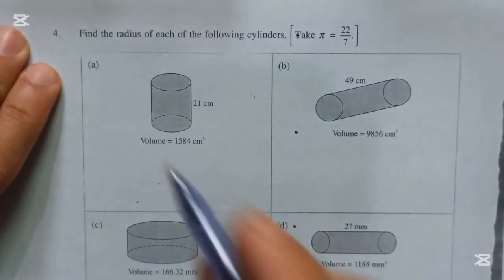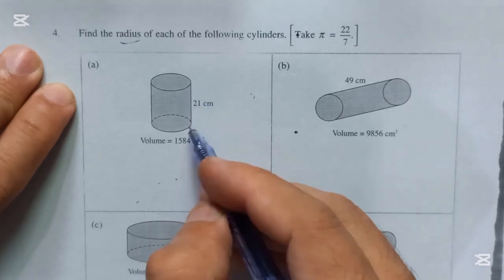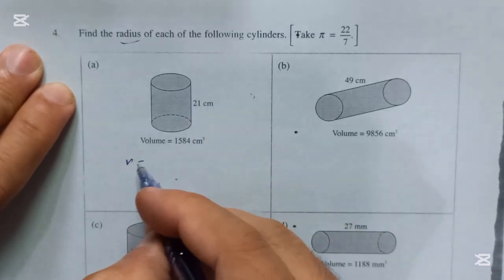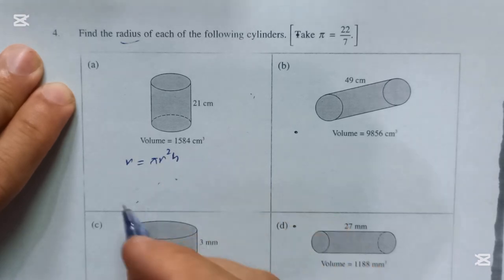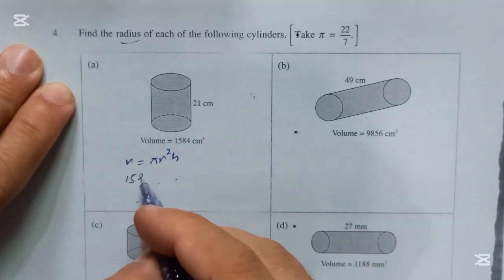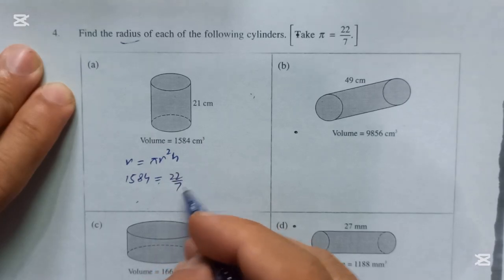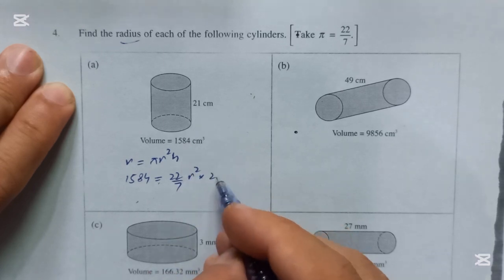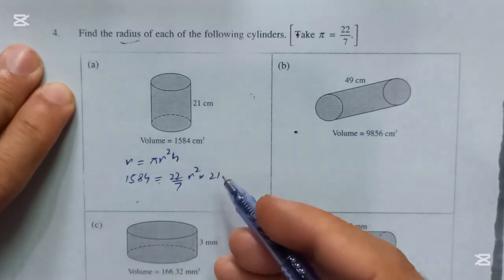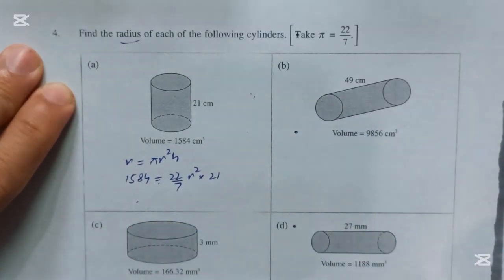The statement of the question is find the radius of each of the following cylinders. Volume is given, height is given. So volume is equal to pi r square h. Volume is 1584. Pi is 22 by 7. Radius is the requirement. And h is 21. So solve the equation, you will get the value of r. This part is same. So put the values into the formula, you will get the answer.